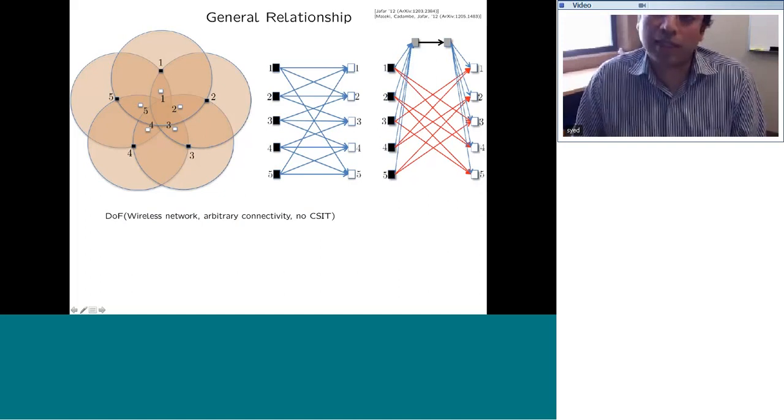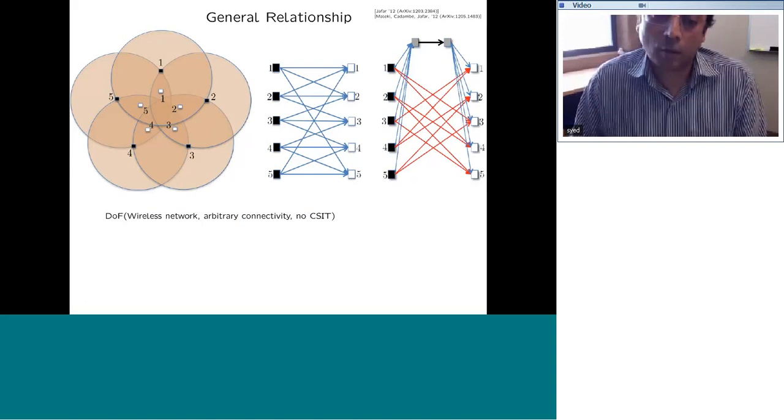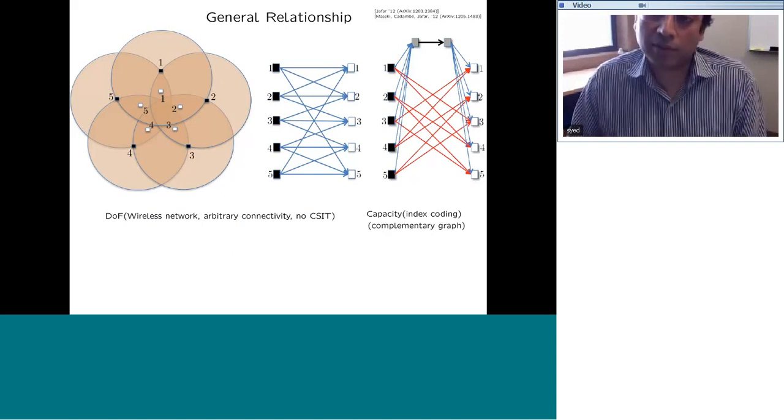So take any wireless network with arbitrary connectivity, no CSIT. The transmitter does not know the channel coefficient values, except that it knows which ones are zero and which ones are non-zero. That's what I mean by connectivity information. So take such a wireless network, and for that network, consider the corresponding index coding problem, where the index coding problem will have the complementary graph.